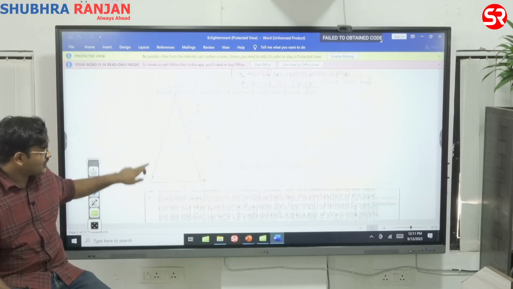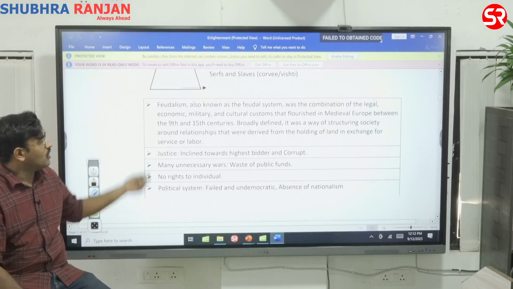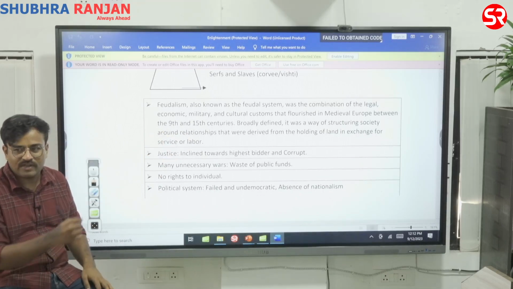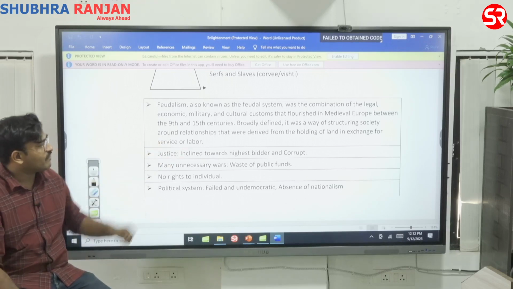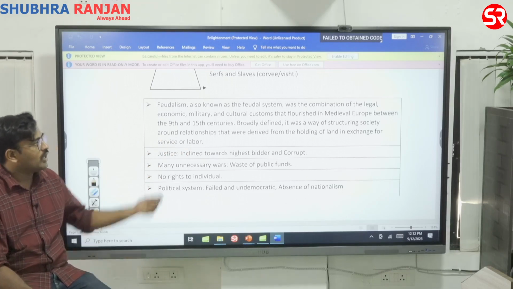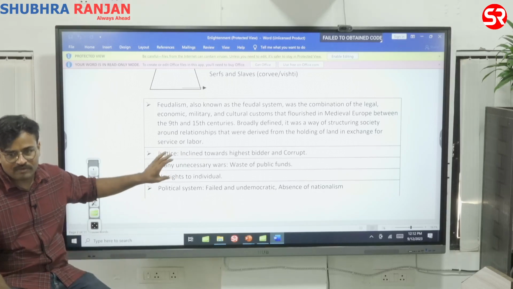Now just have a look at this. Feudalism, also known as the feudal system, was a combination of legal, economic, military and cultural customs that flourished in medieval Europe. This is a very formal definition, sir. You don't need to remember it, but just see this. Between the 9th and 15th centuries, broadly defined, it was a way of structuring society around relationships that were derived from holding of land in exchange for service or labor. Same thing, sir. Whatever I told, the same thing is given in a more formal fashion here.